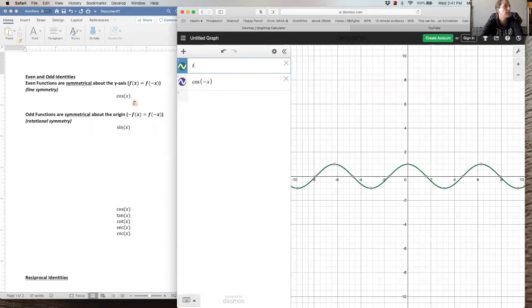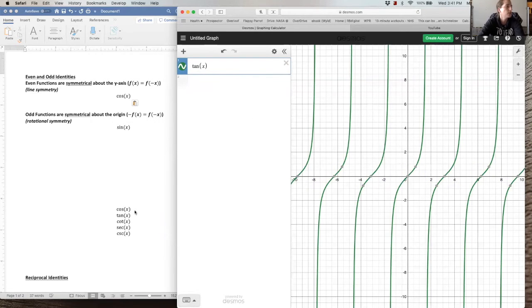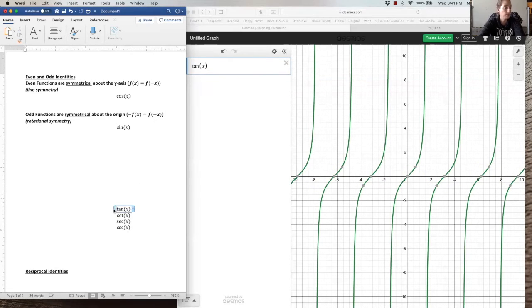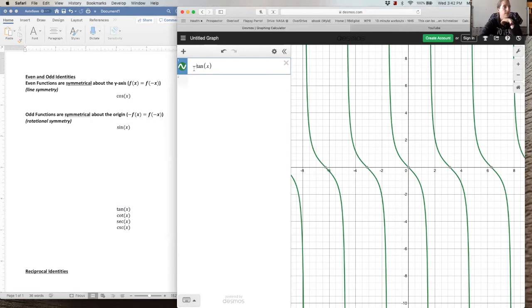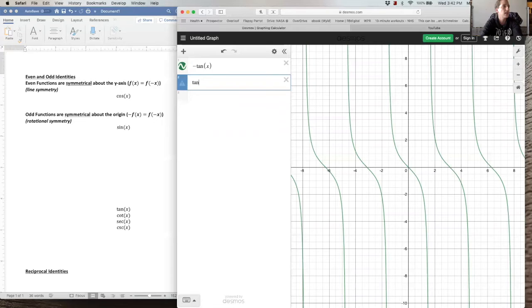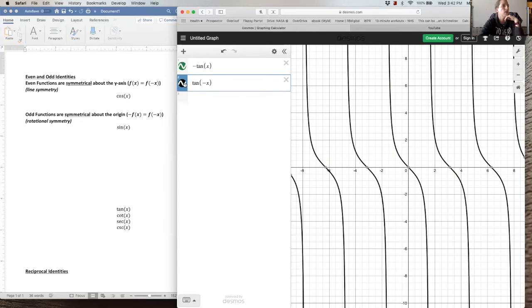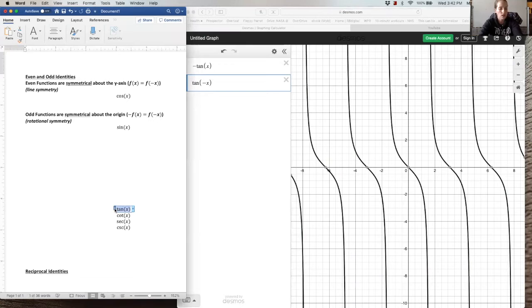Now let's check tangent. Let's just look at our tangent function for a minute. What kind of symmetry do we think it has? It clearly doesn't have y-axis symmetry. I can't fold in half along the y-axis and get my two halves to match up. It looks like it might have that origin symmetry, that I could spin it. In order to check that, we're going to graph negative tangent and compare that to tangent of negative x. And look, those two graphs are exactly the same. So tangent also is odd.